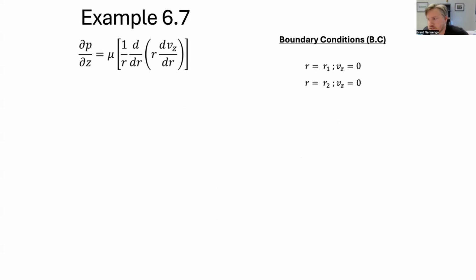Okay, so how do we solve this? This is going to be a little bit more complicated, but not significantly more complicated. It's just calculus and algebra at this point. We have this equation that we're going to solve because we're going to try to get Vz, and we've got our boundary conditions, which are just when radius equals r1, that's the inner radius of the die, the velocity is going to be 0. And then radius 2, which is the outside, velocity is going to be 0 there as well.